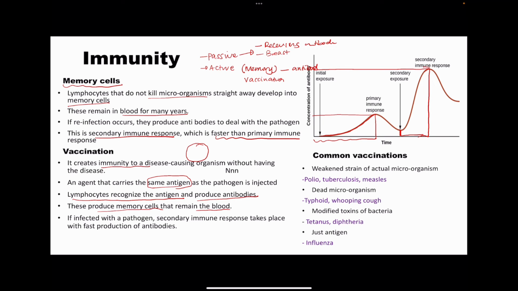Lastly, let's look at the common vaccinations. Some vaccinations can be given when a weakened strain of an actual microorganism is given. This includes, in the case of polio, tuberculosis, as well as measles. Sometimes they can give you a dead microorganism, like typhoid and whooping cough, or you can be given a modified toxin of a bacteria, like in tetanus as well as diphtheria. And sometimes people can just get the antigen, like in the case of influenza.